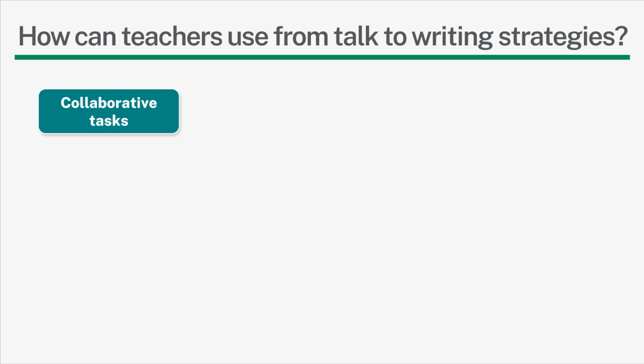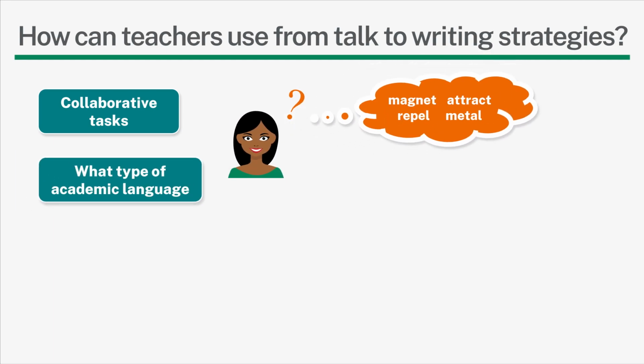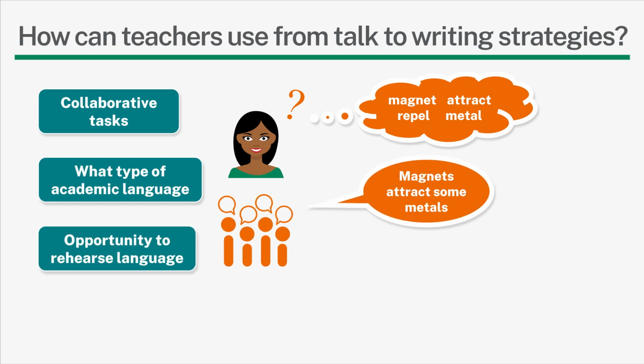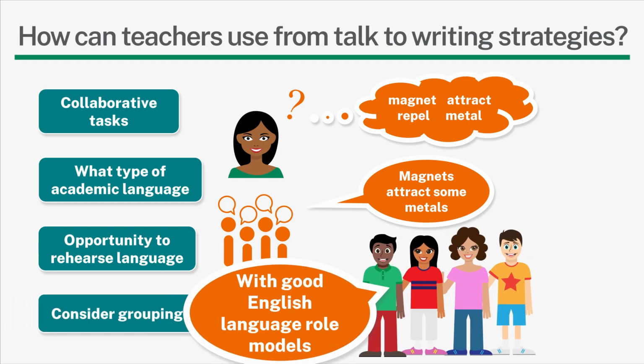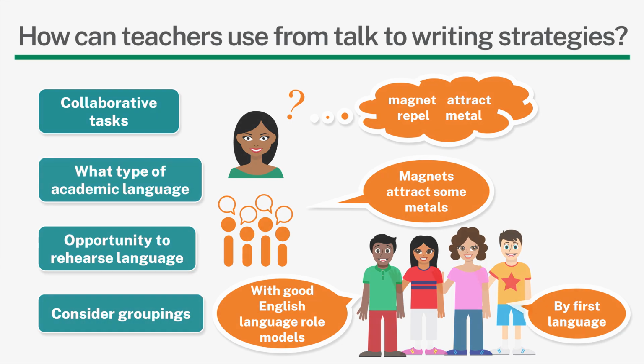In order to support learners who use EAL, consider the type of academic language you want learners to use in their writing. Provide opportunities for learners to rehearse this language before writing, and put learners in mixed ability groups or pairs with good English language role models or with other learners who share a first language, so that learners can use their full linguistic repertoire and prior knowledge to complete tasks.